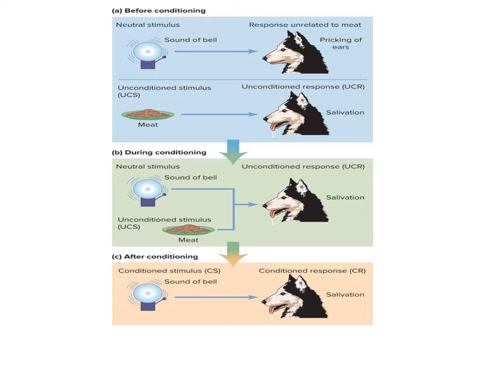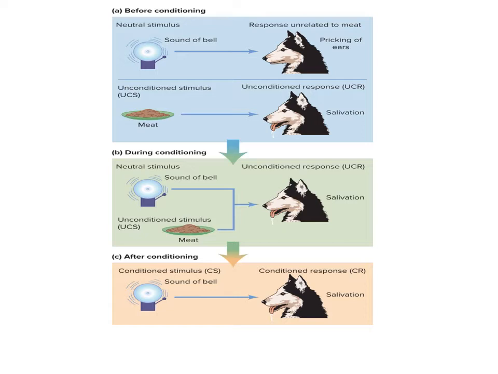Next, we're going to move on to the conditioning stage. So the next image shows a bell, the meat powder, and a dog looking towards the bell and the meat powder. So in the conditioning phase, or the acquisition phase of the training, Pavlov would ring the bell, and then the meat would be presented to the dog, and then the dog starts to drool. So you ring the bell, give the food, dog drools. Ring the bell, give the food, dog drools.